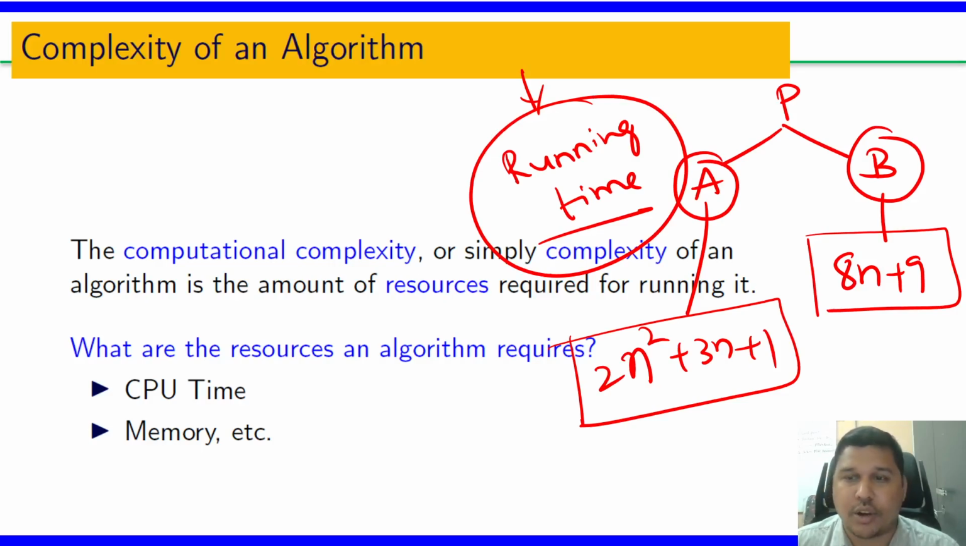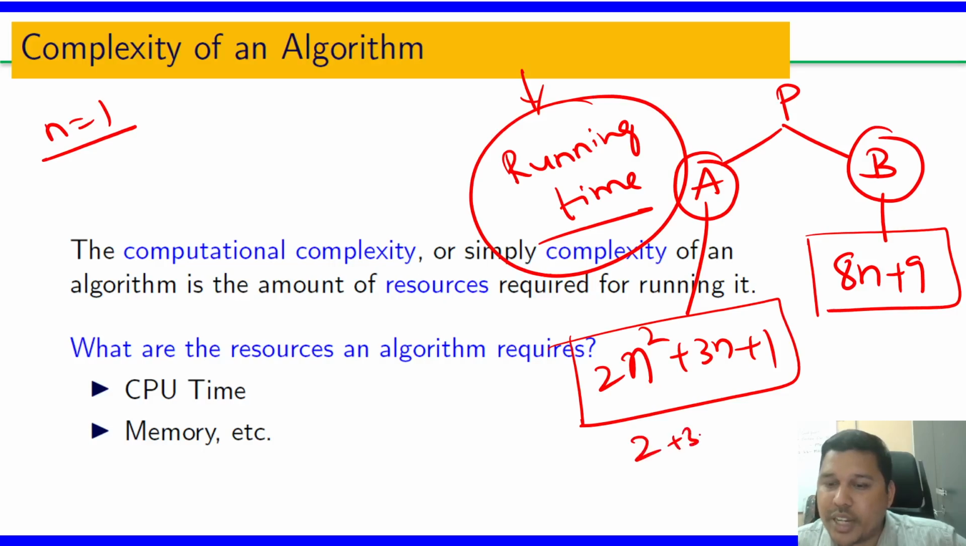For a problem, I have two algorithms A and B. I have found out the running time of both. When there are two algorithms with two different running times, we can compare and come to a conclusion about which one is best. So here you can see, this is 2n square plus 3n plus 1. Let us see which one is best. Take n is equal to 1. This becomes 2 plus 3 plus 1, which is 6, and this becomes 17.